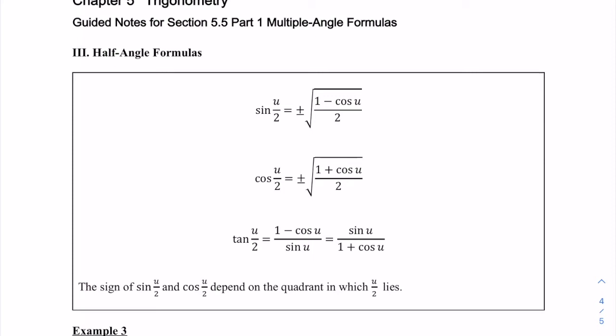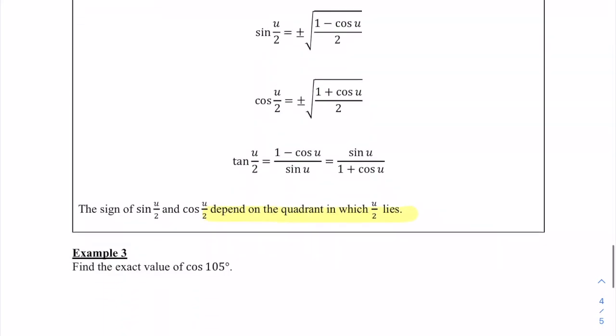Now let's consider half angles. When we look at half angles, we're actually going to be taking the square root. Noticing we had that squared, now it's going to be the square root. Whenever we have a plus or minus, we're going to make sure that we check the quadrant in which u over 2 lies to determine if sine or cosine is positive or negative. All right, so for this example, we're going to find the exact value of cosine of 105. And before this, you weren't able to do that in exact form.